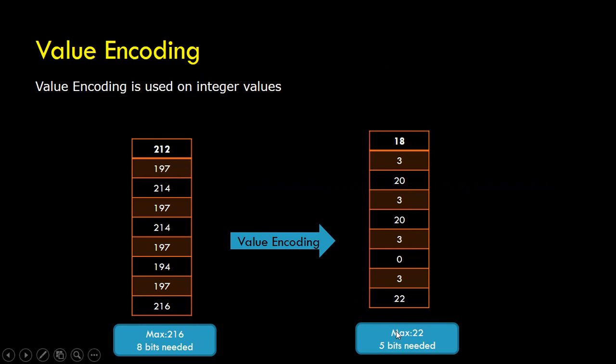You might be wondering how saving just 3 bits is going to make a difference. Obviously it will make a difference in the case of huge volumes of data. If you have 100 million or 50 million records, and for each record you save 5 bits, you are going to save a lot of space. So this is one technique used to compress the data.